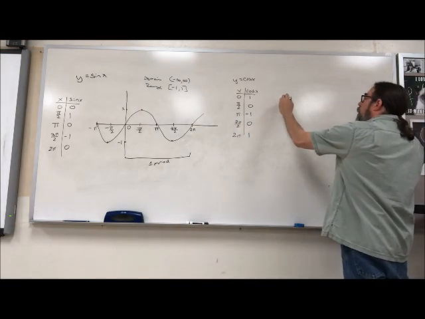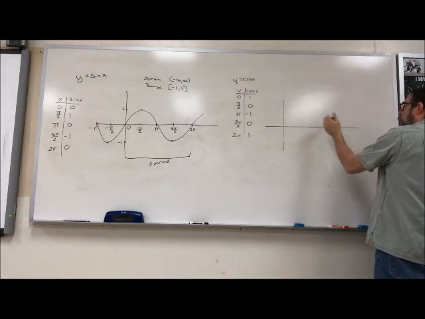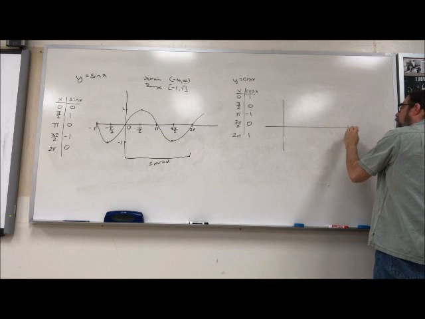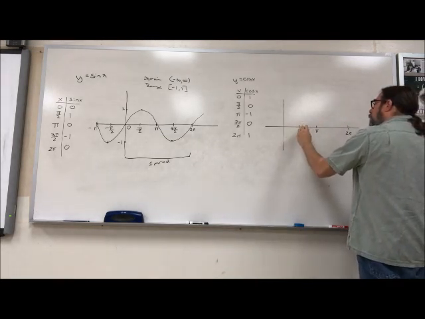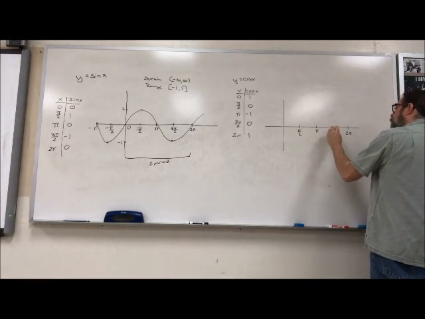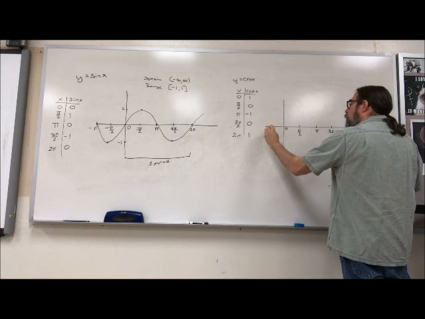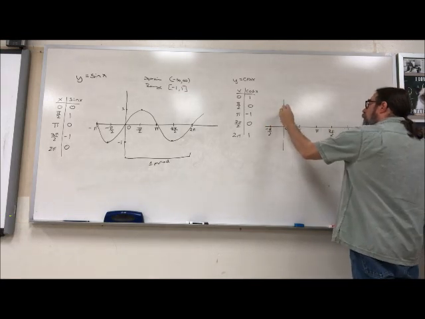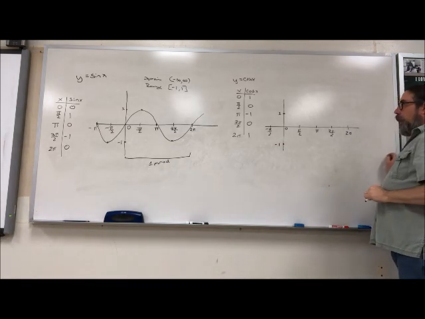So if I want to make a graph, once again, I'm going to do 1 period for now. So we're going to go out to 2 pi. Half of that would be pi. Half of that would be pi over 2. And in between here, you've got 3 pi over 2. You've got 0 here, maybe a negative pi over 2. This would be 1, and this would be negative 1.